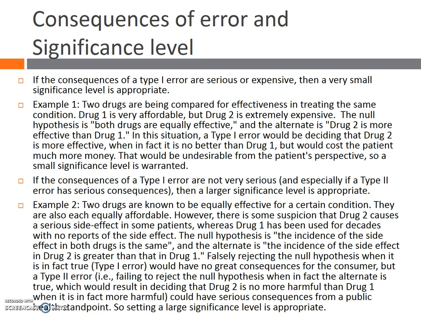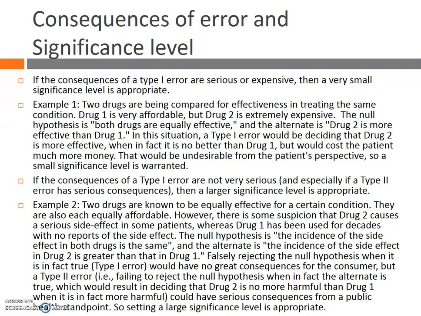So if 2 drugs are being compared for effectiveness, drug 1 is very affordable, drug 2 is extremely expensive. The null is that they're equally effective. The alternative is that drug 2 is more effective than drug 1. In this situation, a type 1 error would be deciding that drug 2 is more effective when in fact it's still no better than drug 1. But it would cost the patient much more money. And that would be undesirable from the patient's perspective, so you would really want a small significance level.